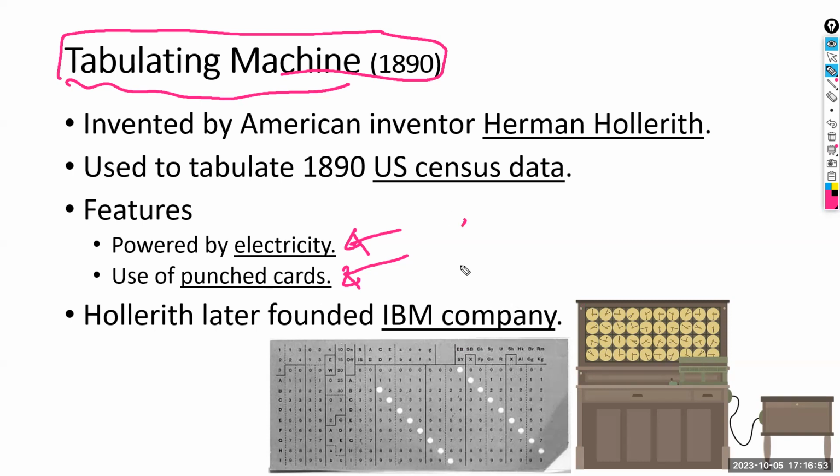And later he founded the IBM company. And in the electronic era, early days, IBM computers played a key role in mainframe computers, minicomputers, and later on the IBM microcomputers, so the PCs. Okay, right. So that is the tabulating machine by Herman Hollerith.